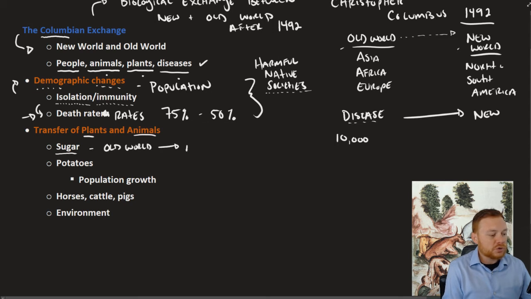Travel to the New World. Sugar had never been in North and South America before Christopher Columbus. And the reason why sugar is so significant is really how it's tied to the economy and how it becomes a cash crop, and the way that it also brings African slavery to the New World.